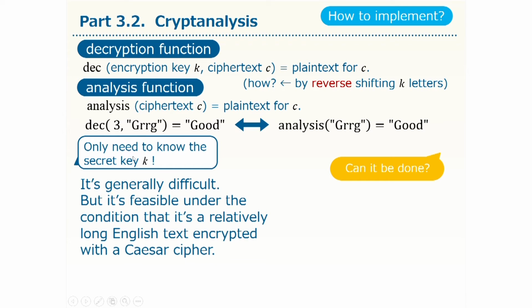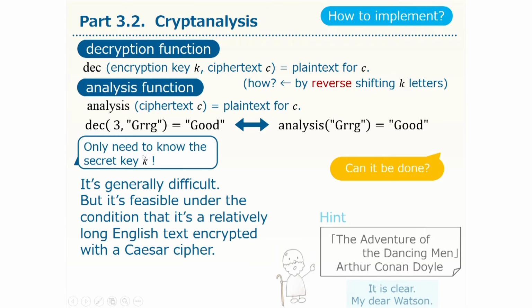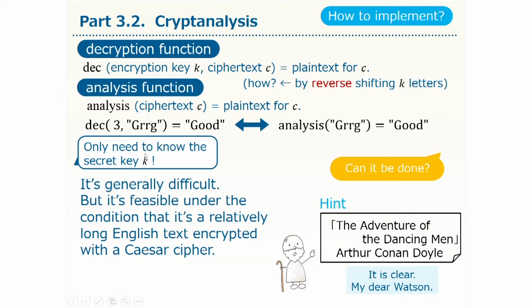It's generally difficult, but it's feasible under the condition that the ciphertext is relatively long English text encrypted with Caesar cipher. You can get a hint by taking a look at, for example, one of the famous detective novels of Sherlock Holmes by Arthur Conan Doyle, titled The Adventure of the Dancing Man. It would be helpful to take a look at the book and consider the best approach.